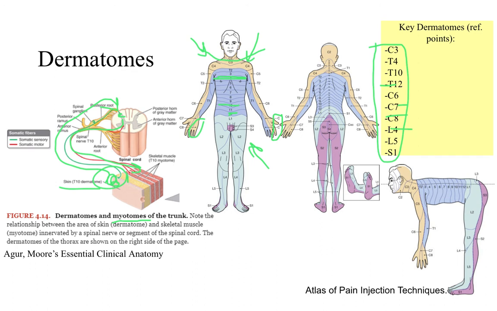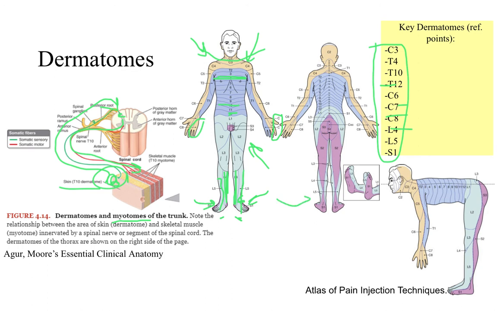L4, which goes to, look down here, the medial side of your lower leg and foot. L5, which goes to the anterior or mid-dorsal part of your foot. Remember, the dorsal part of your foot is the top. The plantar portion is the bottom. So the mid-dorsal part of your foot and the anterior portion of your leg. And then S1 right here, which is the lateral portion of your foot.